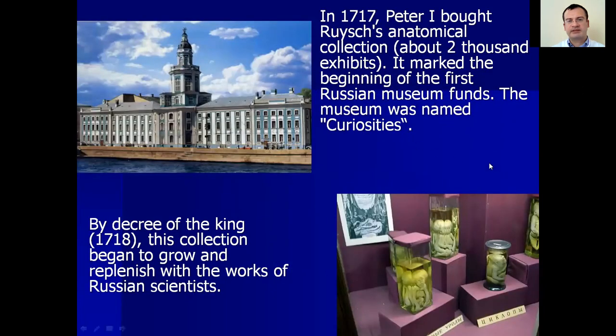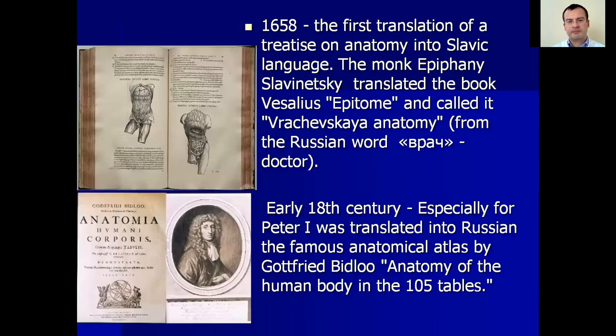In 1717, Peter I bought Ruysch's anatomical collection, about 2,000 exhibits, and it marked the beginning of the first Russian museum funds. The museum was named the Kunstkamera, the Curiosities. By decree of the tsar, this collection began to grow and be replenished with the works of Russian science.